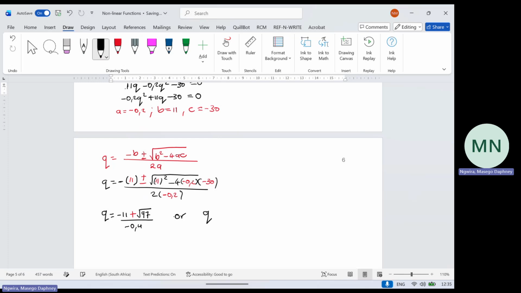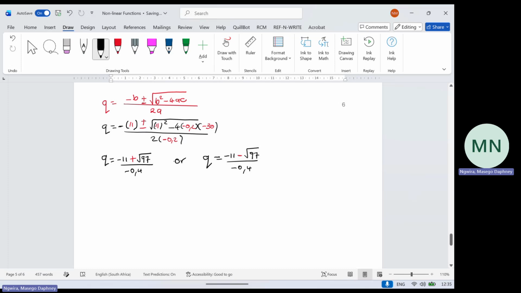The other one will be q equals negative 11, then minus, plus or minus, this is what I mean, minus the square root of 97, over negative 0,4. All right. So our answers will be, when you use your calculator, you're going to get approximately 2,9, or our q will be equal to 52,1.